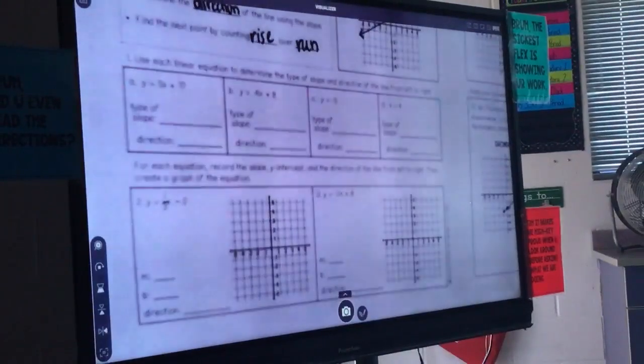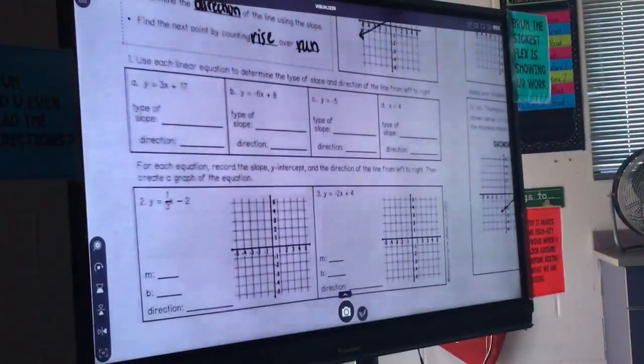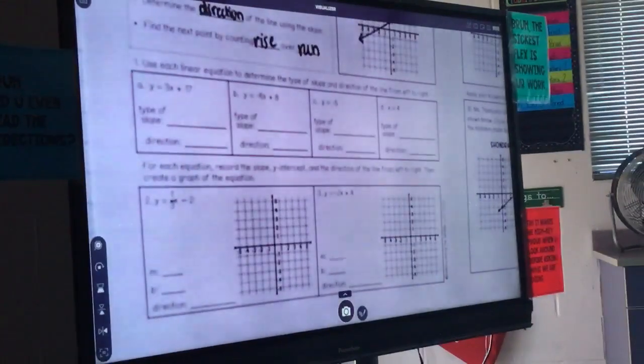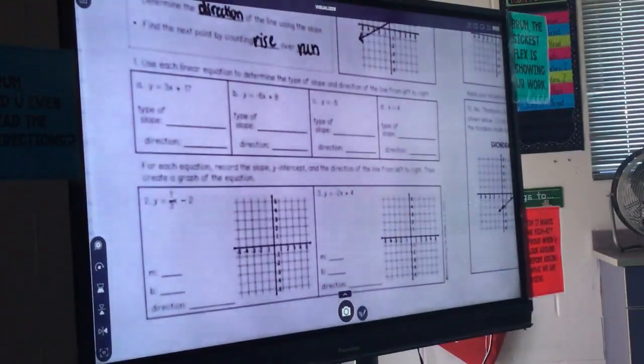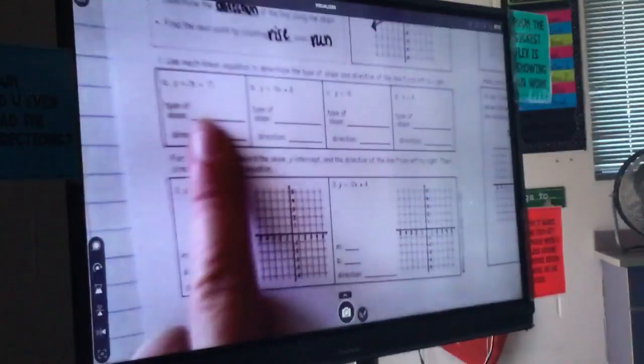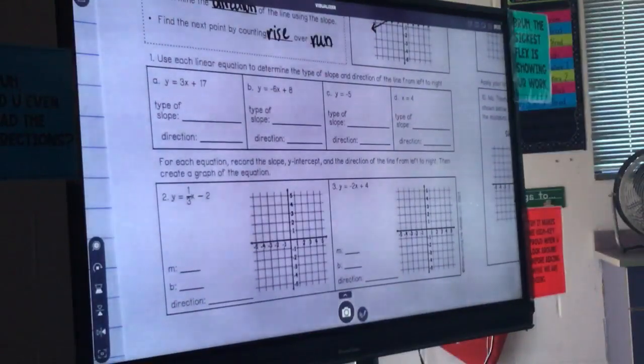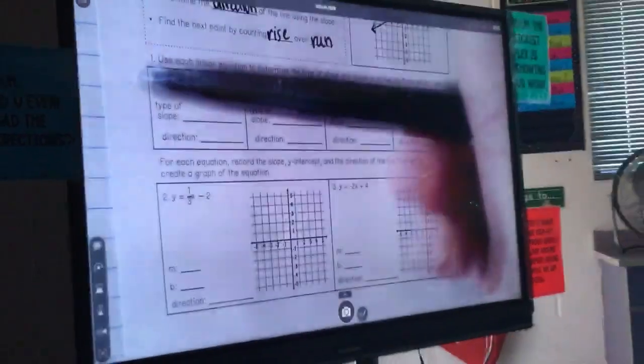All right, so it says use each linear equation to determine the type of slope and direction of the line from left to right. So you and your group members, you're going to determine if this is a positive, negative, and which direction. Is it increasing or decreasing? Okay, so you and your group members are doing A, B, C, and D. Stand up when you're done.